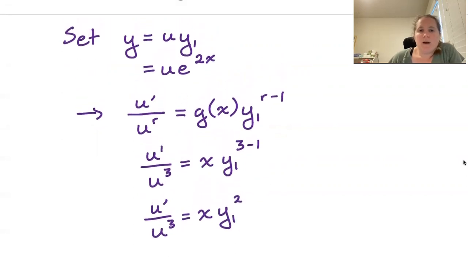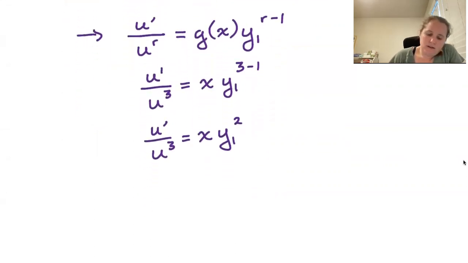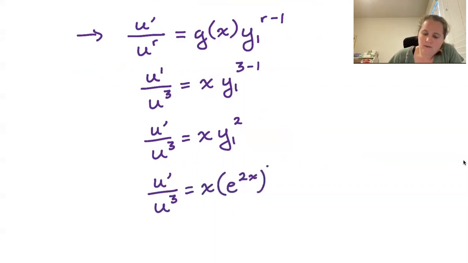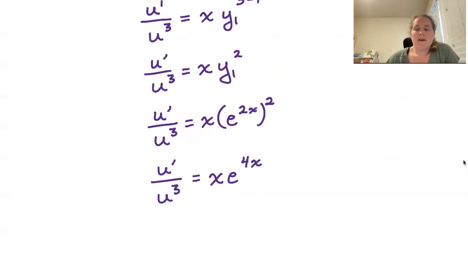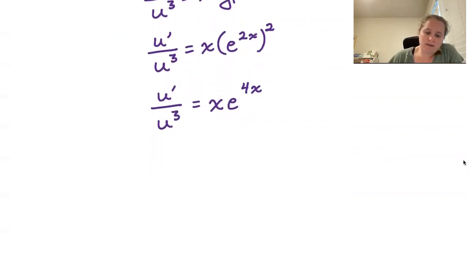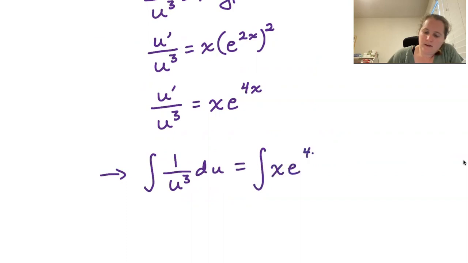And of course, our y1 was e to the 2x. So we have u prime over u cubed is equal to x times e to the 2x, that whole thing squared. So u prime over u cubed is equal to x e to the 4x. And then we can go ahead and integrate it. At this point, we have the integral of 1 over u cubed du is equal to the integral of x e to the 4x dx.